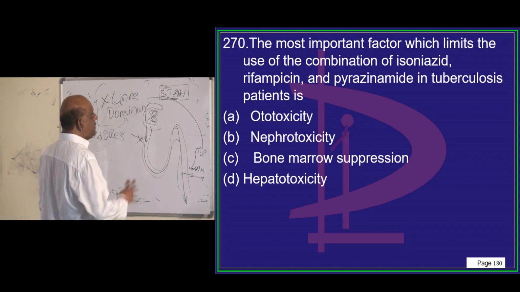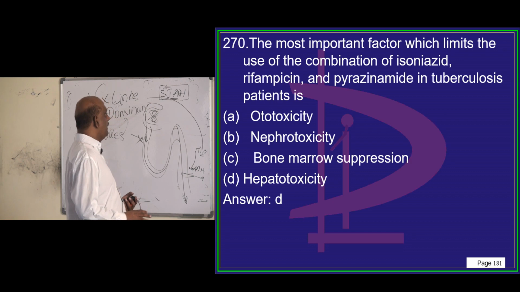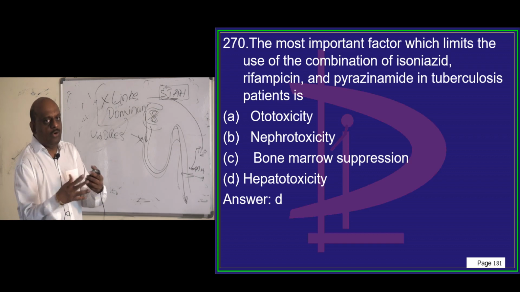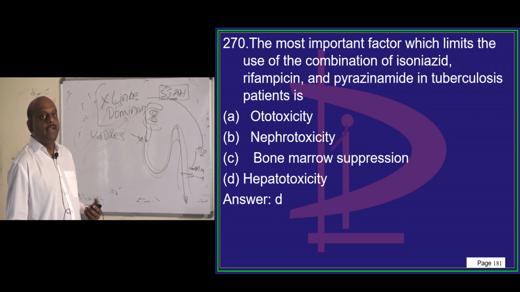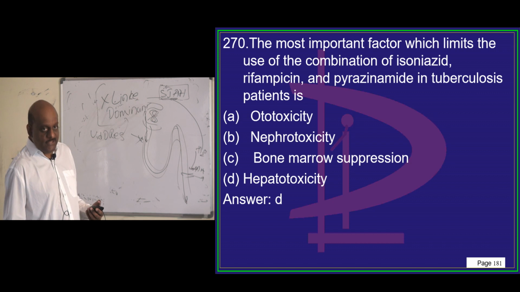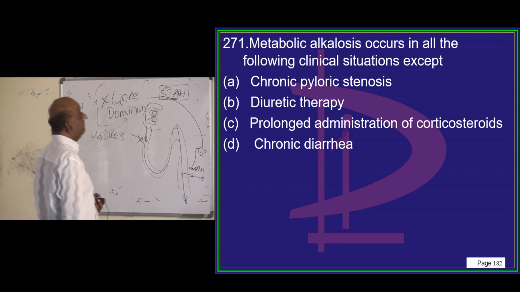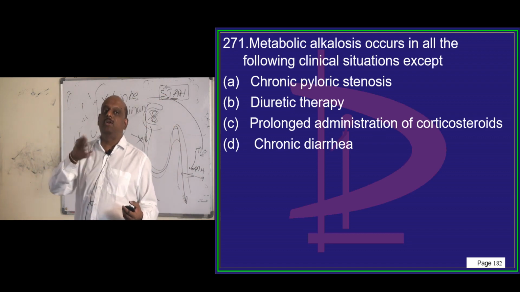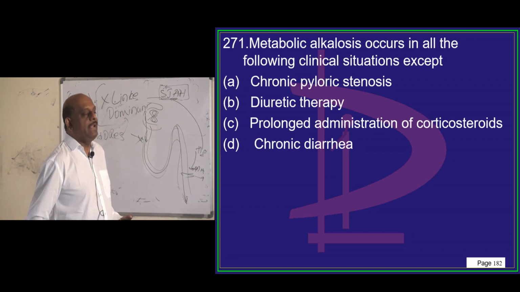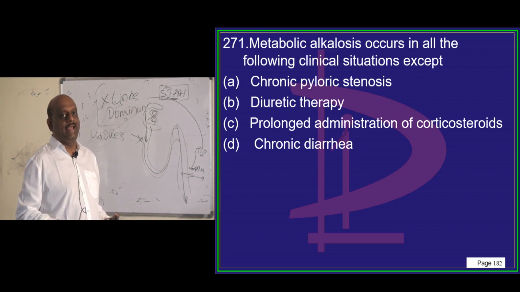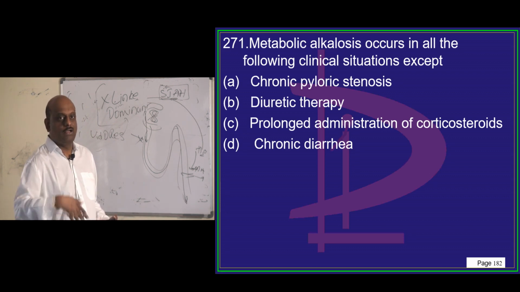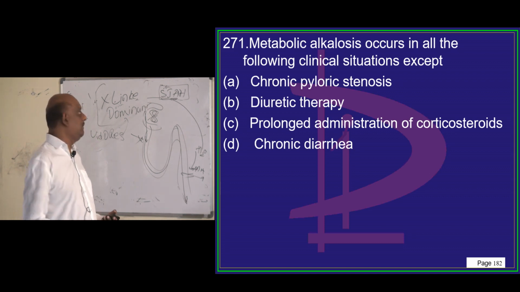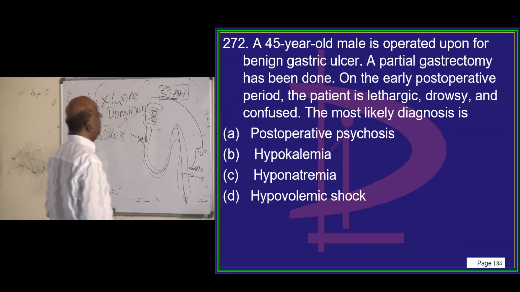Isoniazid, rifampicin, pyrazinamide in TB. What is the important challenge for you to combine all these and then deliver to the patient? Combined, hepatotoxicity is very high. That is a limiting factor. Metabolic alkalosis is a feature of continuous vomiting, not diarrhea. In diarrhea, normal anion gap metabolic acidosis occurs, not alkalosis. But with vomiting, metabolic alkalosis will be there. That's what the examiner wants to know.